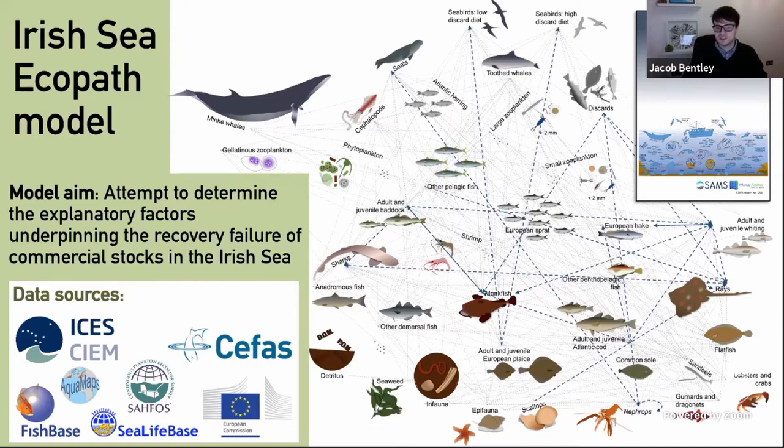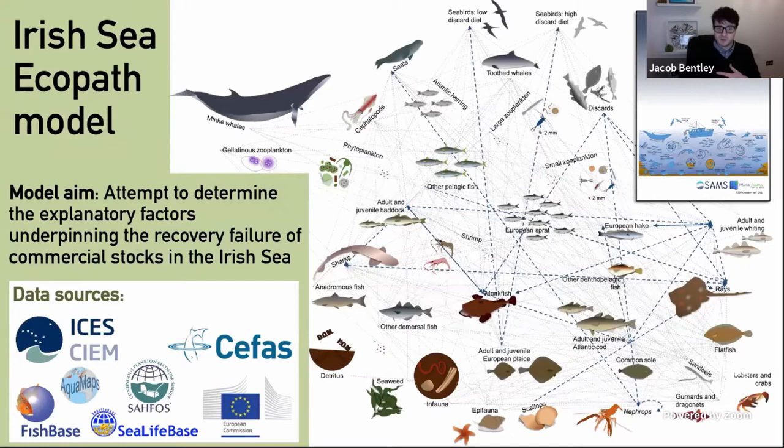We had some multi-stanza groups. So we had cod, plaice, whiting, and haddock split into adult and juvenile groups. And we also had the marine mammals and the lower trophic levels, which are more integrated into larger species functional groups. To keep track of all this, we put everything into a technical report, which if you're interested, is online.